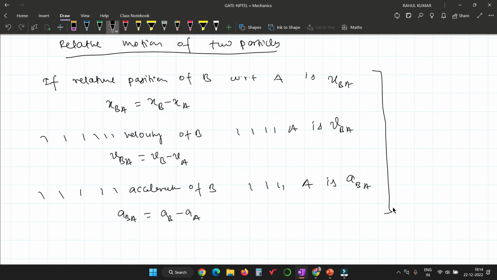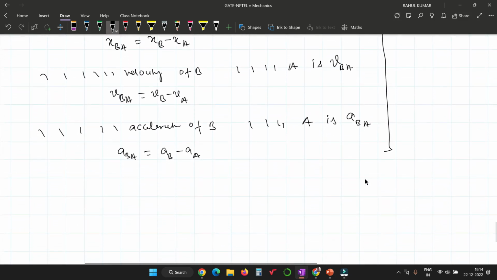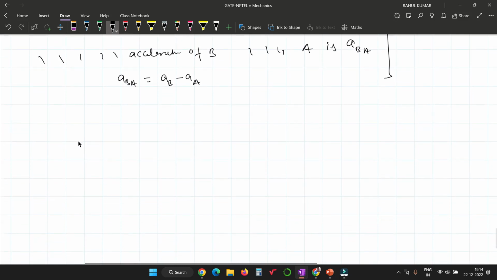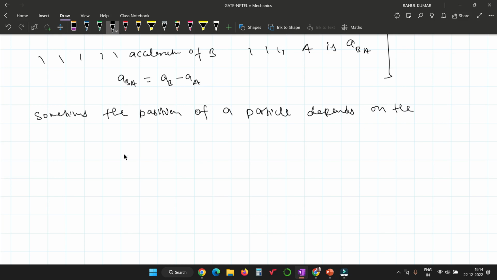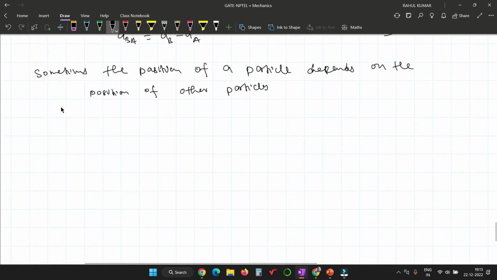So this is the main fundamental thing of relative velocity or relative motion between two particles. I will discuss this in a very broad manner, but before going in that direction, I will talk about this. Sometimes the position of a particle depends on the position of other particles. So what will happen? I will take one example.